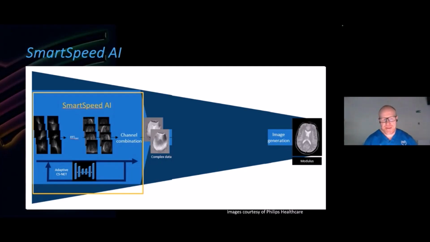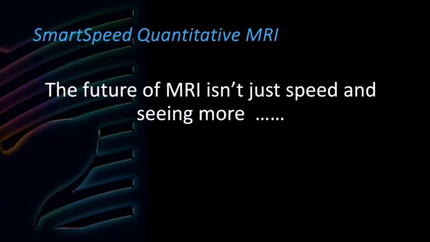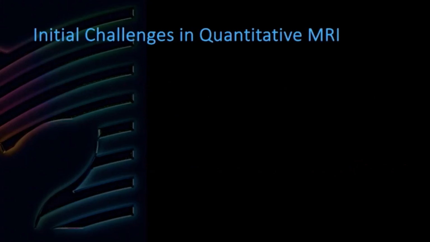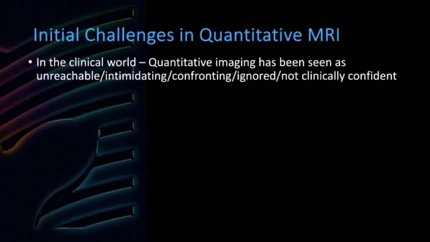This is really just a basic diagram, but essentially just showing that the majority of SmartSpeed is done right at the beginning. So we're making sure we're not throwing out the baby with the bathwater. We're getting the maximum accuracy and maximum quality. So the future of MRI is not just seeing more, and it's not just speed, but it's actually measuring it, except faster. It's an exciting time in MRI right now.